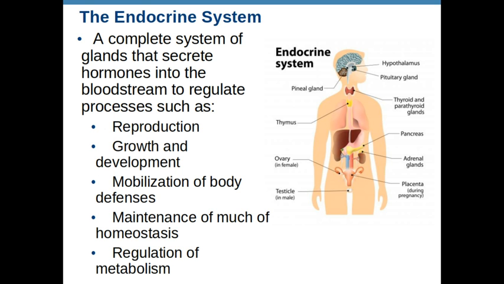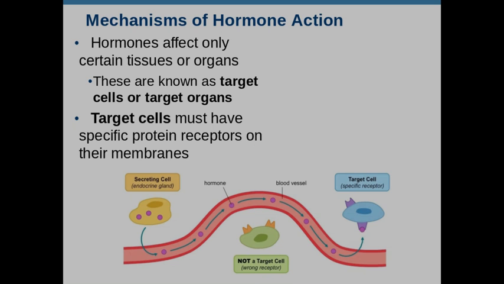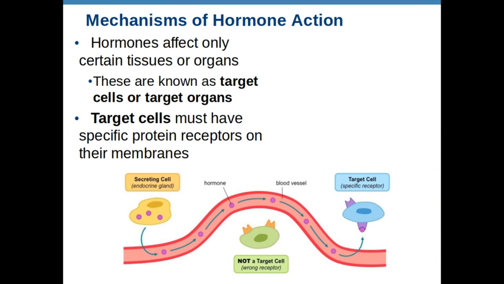It regulates your metabolism. How fast do you turn your food into fuel? So, this system is crazy, intricate, wonderful, complex. And like most systems this year, we'll just be scratching the surface of it. Okay. So, question number 3, explain why hormones only affect certain tissues or organs in the body.